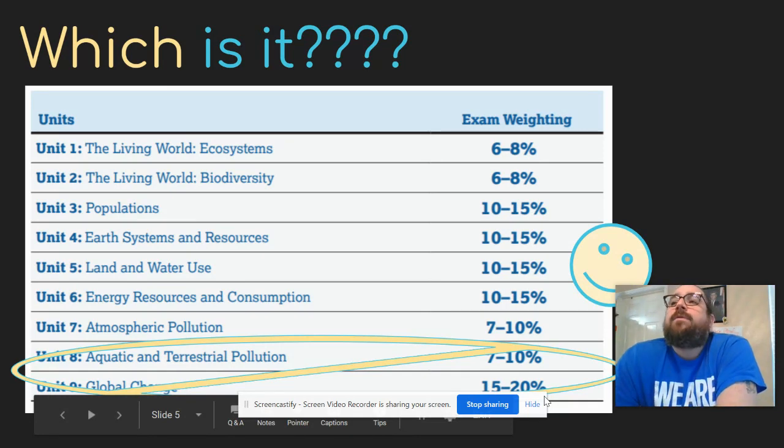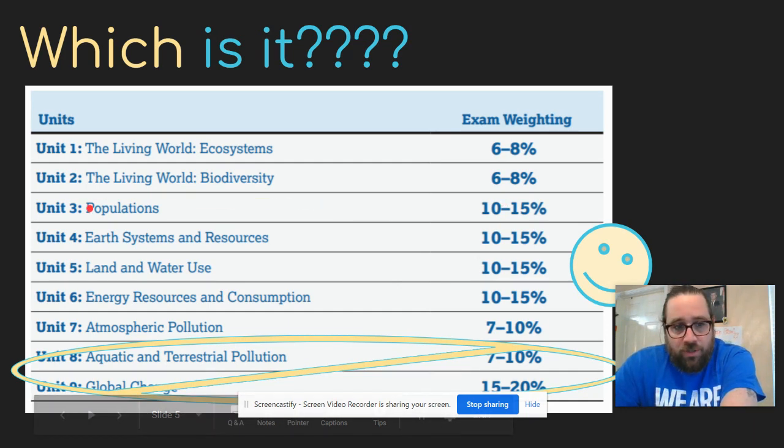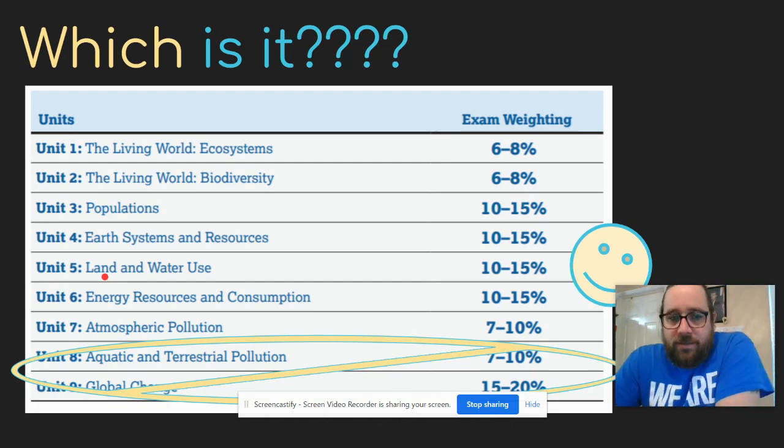So if I was betting, I would bet that it would be on populations, earth systems, land use, energy consumption, plus atmospheric pollution. So it's pretty good. But I bet it's one of these four big boys. Maybe this guy will be question one and this guy will be question two. But I don't think so. I have some more guesses.